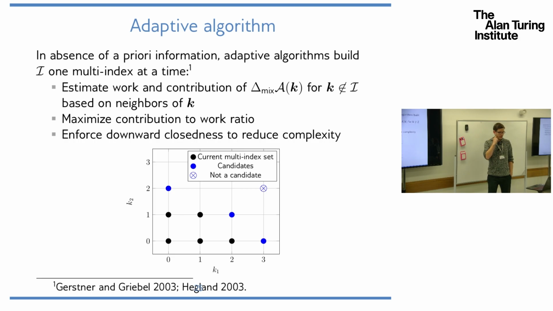And in doing this, you enforce downward closeness of your multi-index set to reduce computational complexity, and also because it's intuitive that if you have a downward neighbor that is not yet in your multi-index set, then it would make sense to first add that one instead of the other index. So for example, this one wouldn't be a candidate in your search for a new index to add because its lower neighbors are not in yet. So you could first try to add all of this before you add this one.